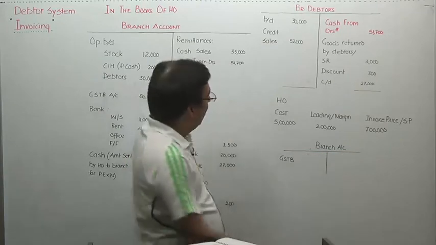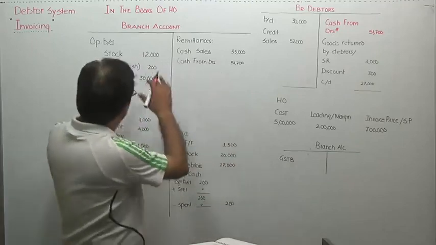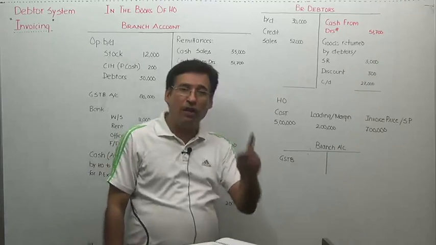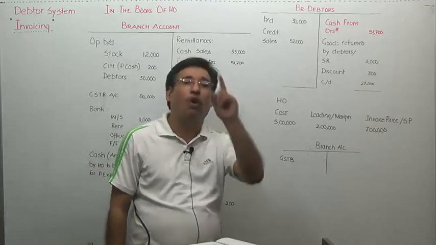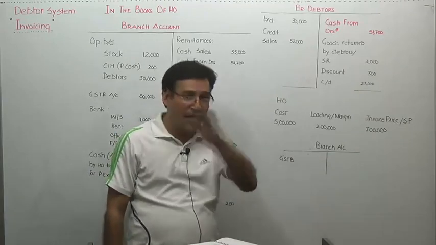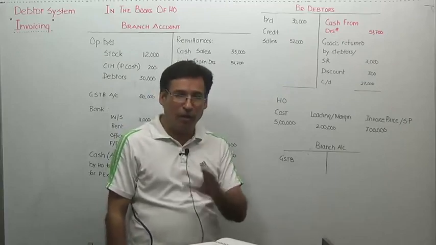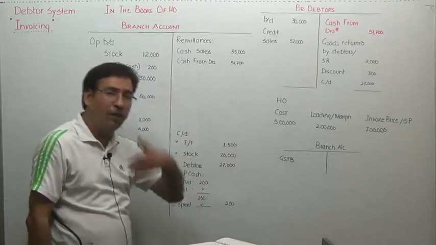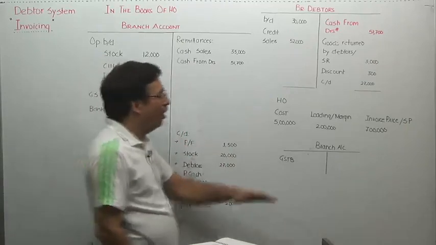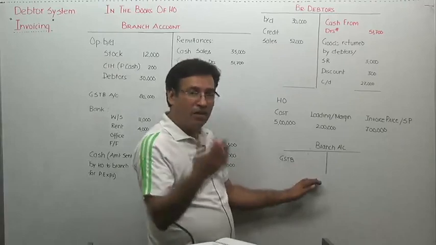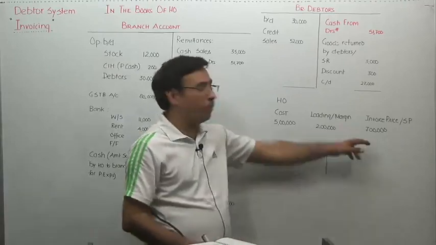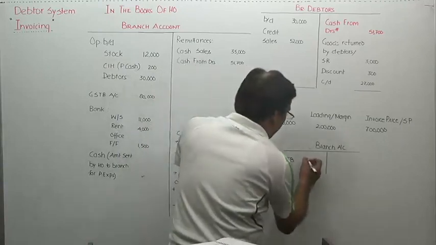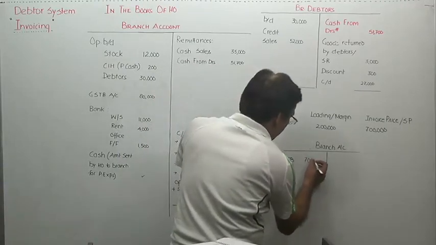Remember one thing. Head office is doing the accounting, but it is doing the accounting from the point of view of branch. You are getting my point or not? Head office is doing the accounting from the point of view of branch. So obviously, branch is under an impression that goods worth rupees 7 lakhs have been sent to us. So that is the reason here 7 lakhs will be written. Is it clear to you?